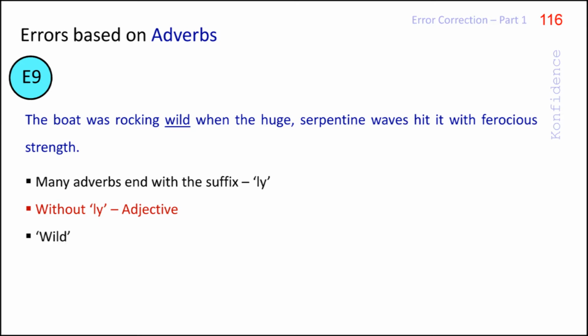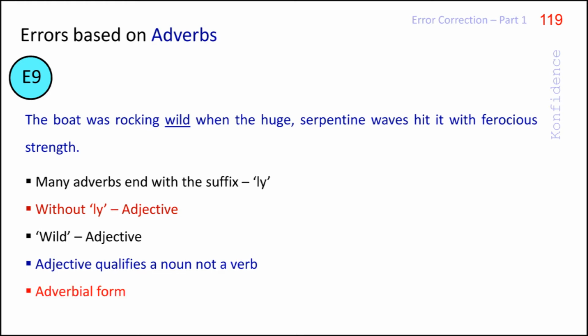Look at the underlined word wild. It is an adjective. It is preceded with a verb, rocking. An adjective qualifies a noun, not a verb. Hence, the adverbial form of that word, that is wildly, must be used there to get the right meaning.